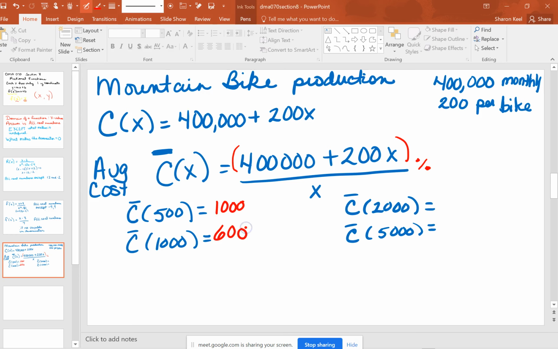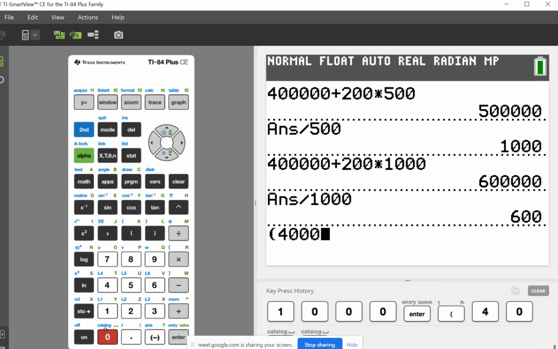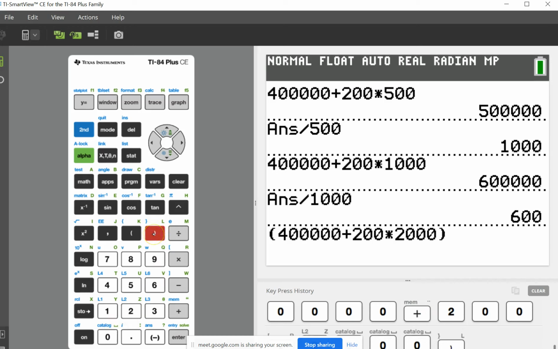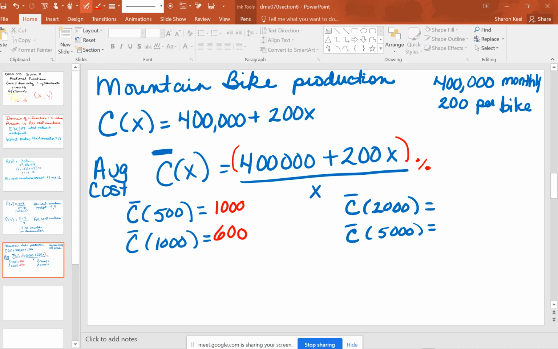Now I'm going to show you the same thing, but I'm going to type it in using the parentheses for the cost of the 2,000. So if I want to use the parenthesis, I would do the 400,000 plus 200 times 2,000. Use a parenthesis to close in the entire numerator, divided by the total number of bikes, which is 2,000. That gives us a cost of $400 per bike.